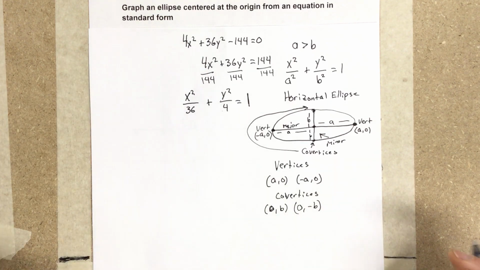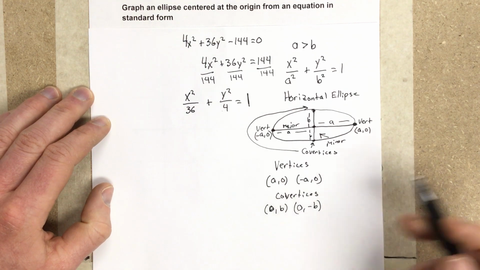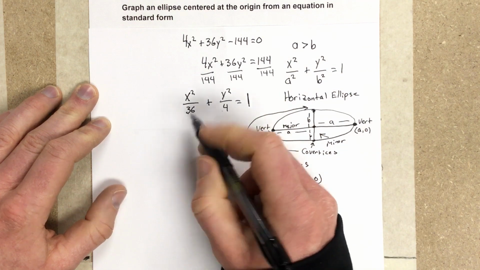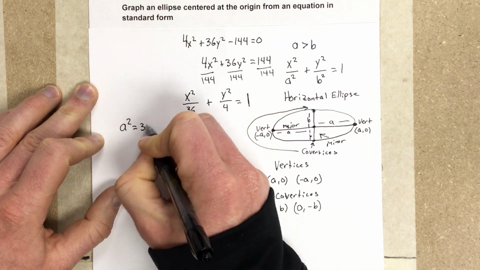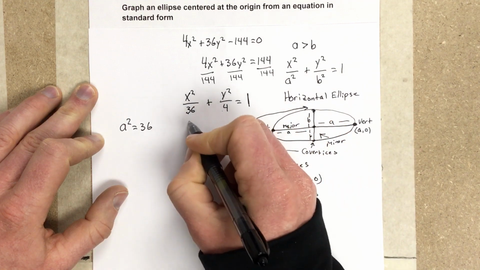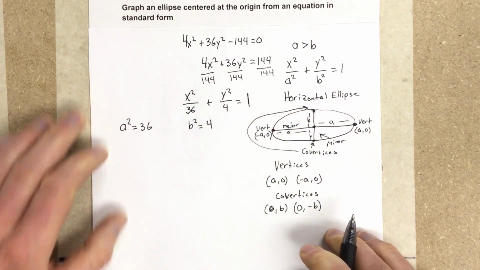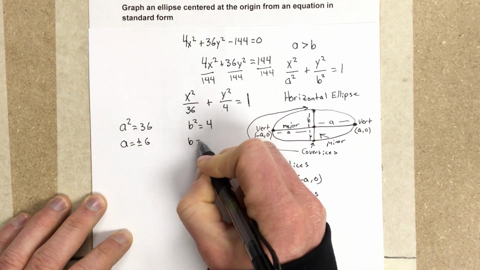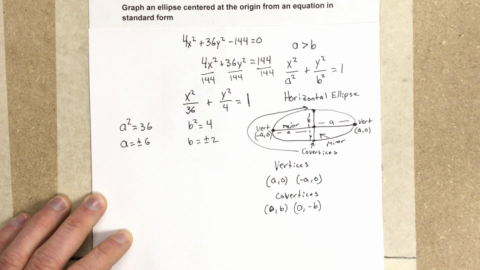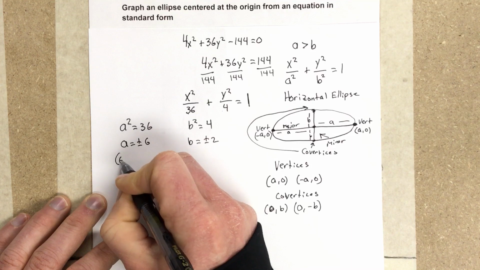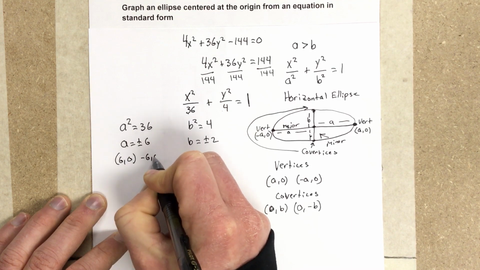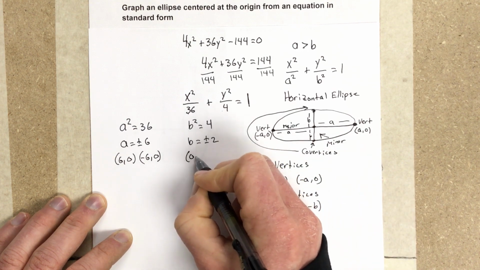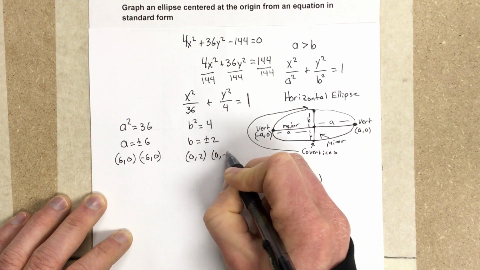Now how do I get those? Because I want these vertices so I can graph this thing. Now I can see that the equation is x squared over A squared, so that means that 36 is A squared. So we can say A squared is equal to 36. B squared is equal to 4. So if I take the square root of this, I end up with A being plus and minus 6 and B being plus and minus 2. So that means that my vertices are 6, comma 0 and negative 6, comma 0. And that my co-vertices are going to be 0, comma 2 and 0, comma negative 2.